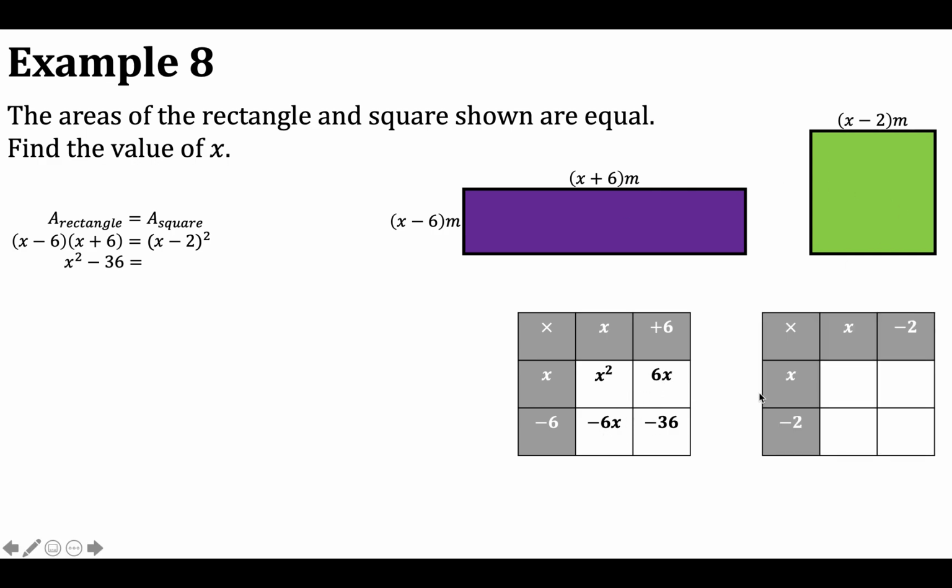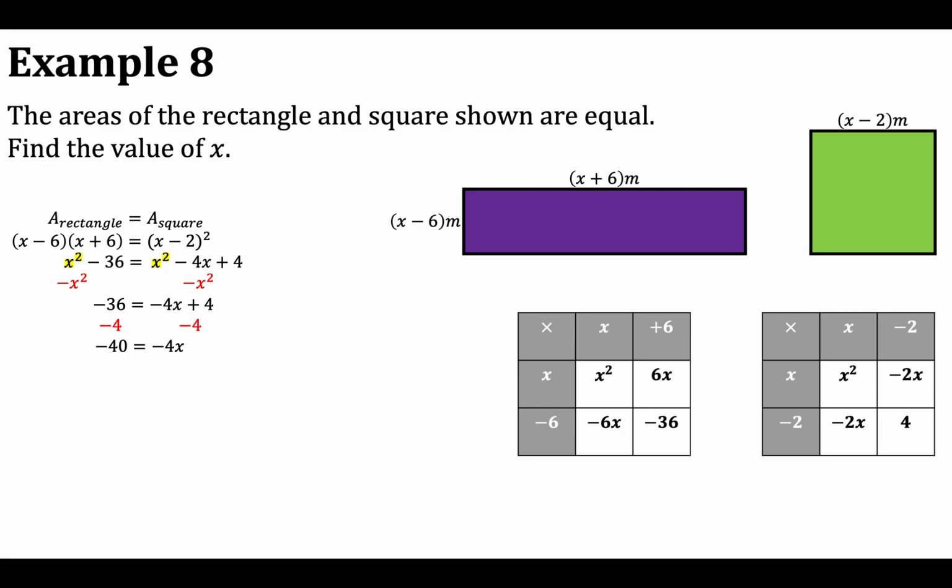Now for the square, we get x minus 2 all squared. That'll give us x squared minus 4x altogether plus 4. Now at this point I might notice that there's an x squared term on both sides of the equation. That's positive, so if I subtract that from both sides, I will be left with negative 36 equals negative 4x plus 4. I could now subtract my 4 from both sides, and that would leave me with negative 40 being equal to negative 4x.